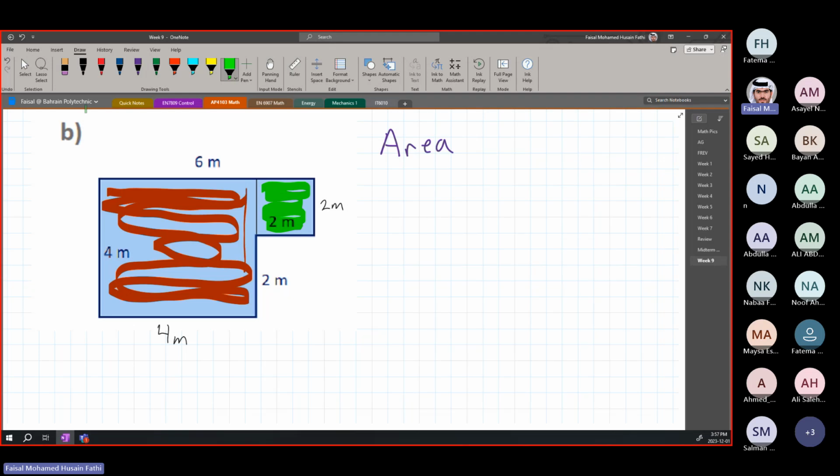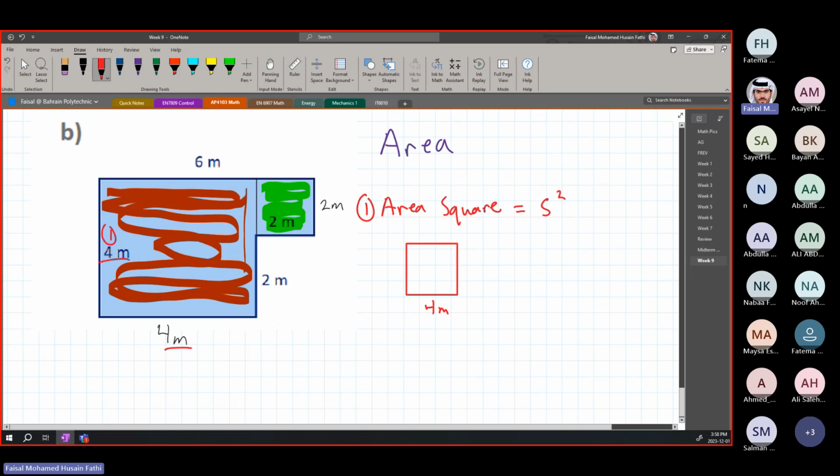So let's look at each area by itself. Let's look at the red part first. The red part is a square. Let's call this 1. So 1 is the area of the square. We know that the area of a square is just the side squared. In this case, we have a square where the side is equal to 4 meters, because you notice here, it's 4 meters by 4 meters. So it's a 4 by 4 square.